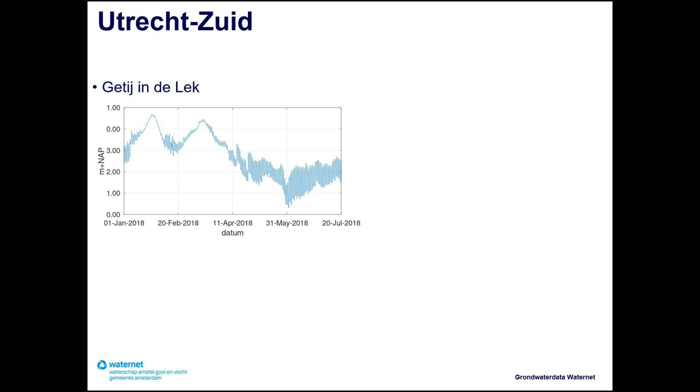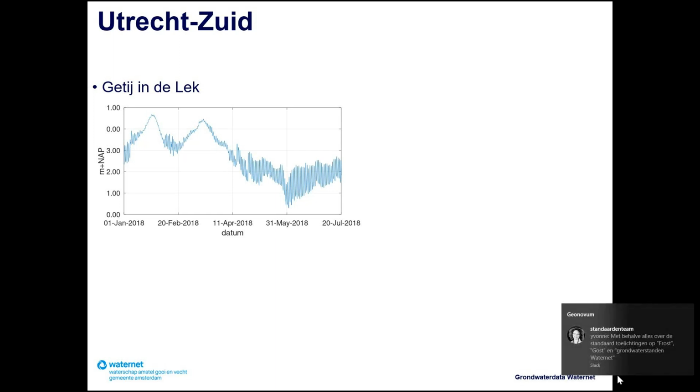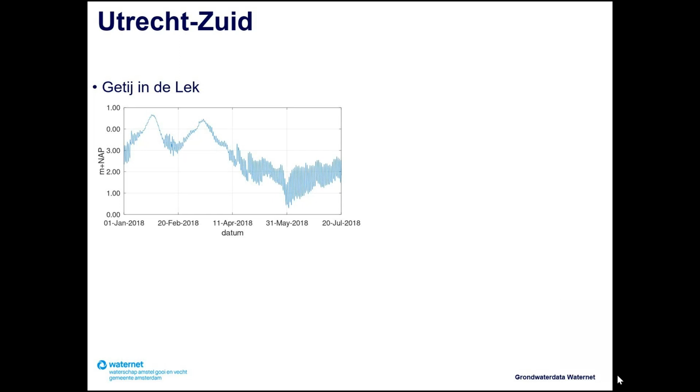Well, the sensors measure absolute pressure. So we first have to subtract the atmospheric pressure, the ambient pressure, from it, and then we get the groundwater head. But it's not an absolute groundwater level, but a relative one. So we have to relate it to absolute levels, NAP levels, if you want.